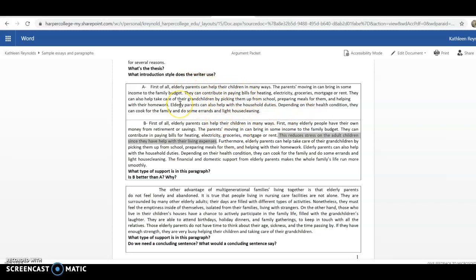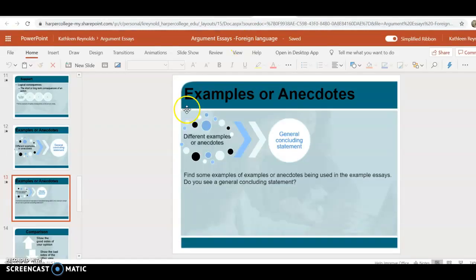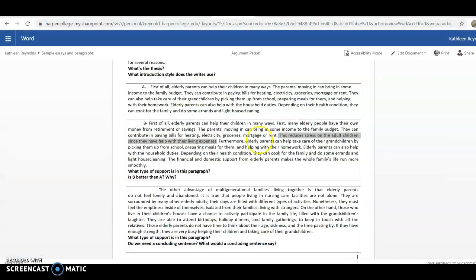So in this sample essay, we could see, for example, again, in comparing paragraph A and B in the first body paragraph, it says elderly parents can also help with household duties. Depending on their health condition, they can cook, do some errands, and light housekeeping. We also see this previous sentence, picking up from school, preparing meals, and helping with homework. This is a great example of different examples or anecdotes. It has a lot of really good details, but it is not really concluding and making a great connection back to the topic sentence. That's why B is better.